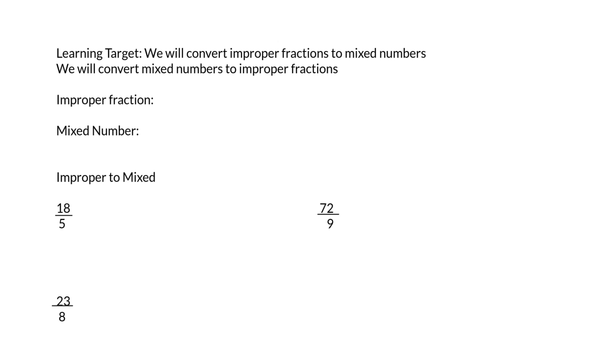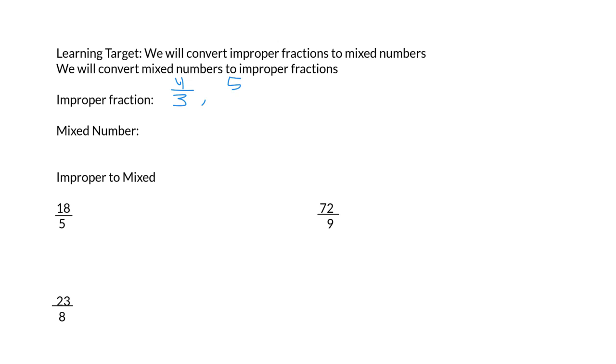An improper fraction is a fraction whose numerator is greater than the denominator, making that fraction greater than one whole. So here's a couple of examples of improper fractions. About 4/3. So here we see that our numerator is greater than our denominator, meaning that these fractions represent more than one whole.